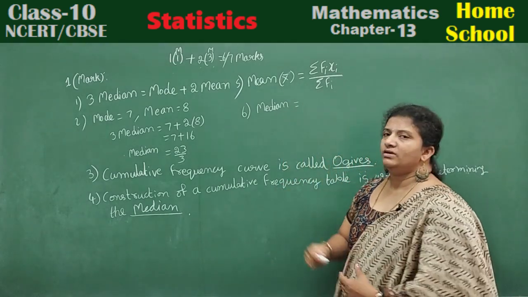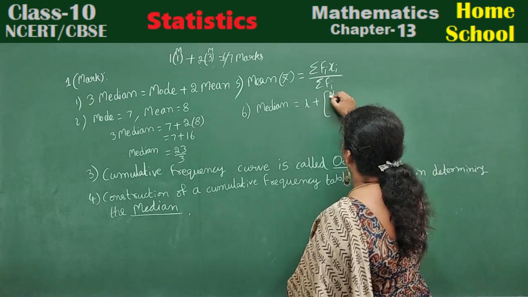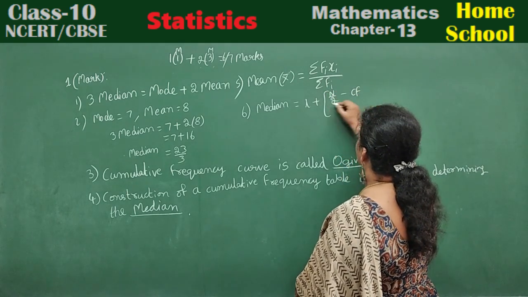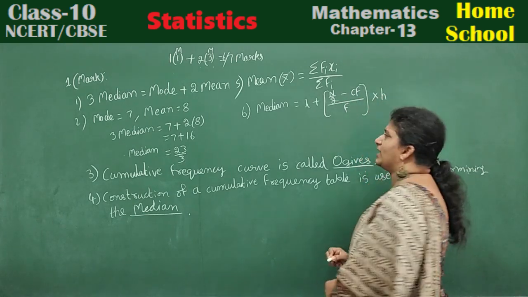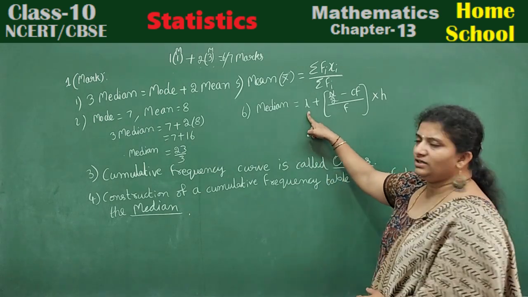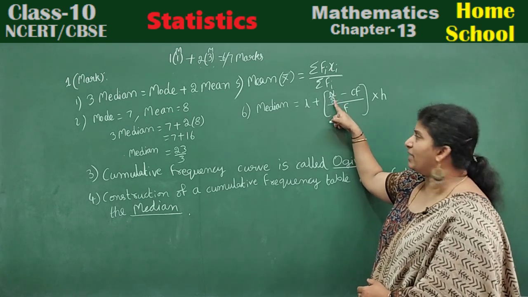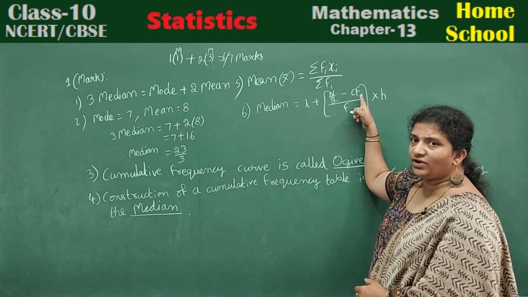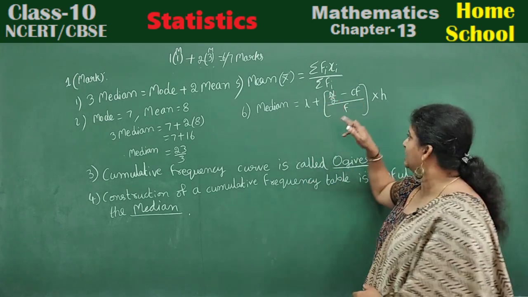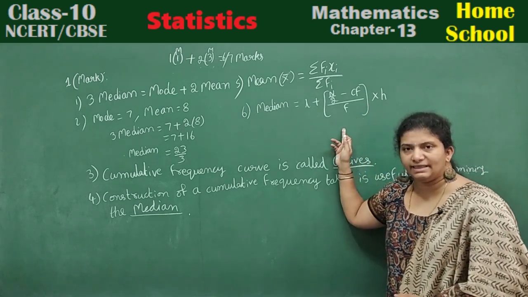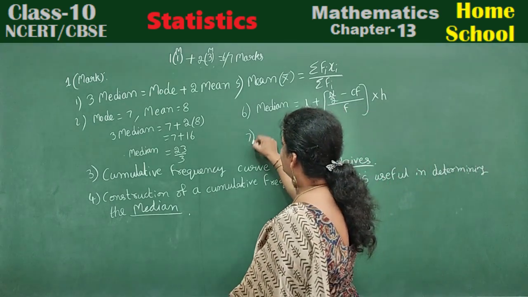And sixth one, what is the formula for median? Median formula: L plus bracket n by 2 minus cumulative frequency by frequency into h, class size. L, lower limit in the class interval. N, total frequency by 2 minus cumulative frequency. The cumulative frequency which is above the median class. F, frequency in the median class. H, class size.